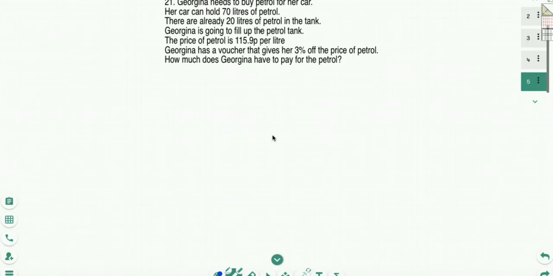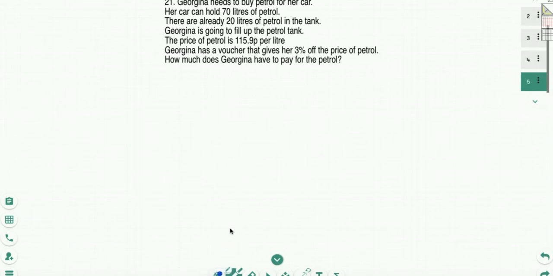This last question, it's a long one. A lot to unpack. So let's read it very carefully. Georgina needs to buy petrol for her car. Her car can hold 70 liters of petrol. There are already 20 liters of petrol in the tank. Georgina is going to fill up the petrol tank. The price of petrol is 115.9p per liter. Georgina has a voucher that gives her 3% off the price of petrol. How much does Georgina have to pay for the petrol?